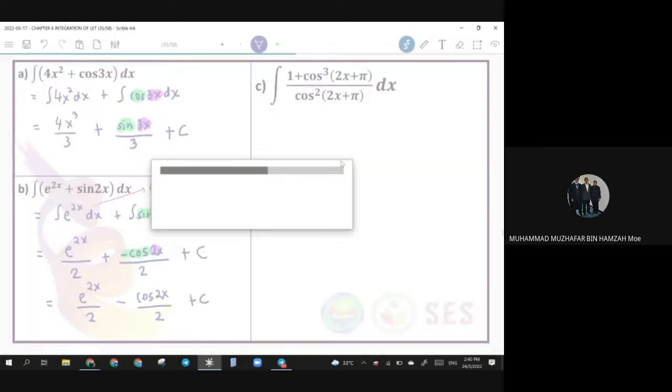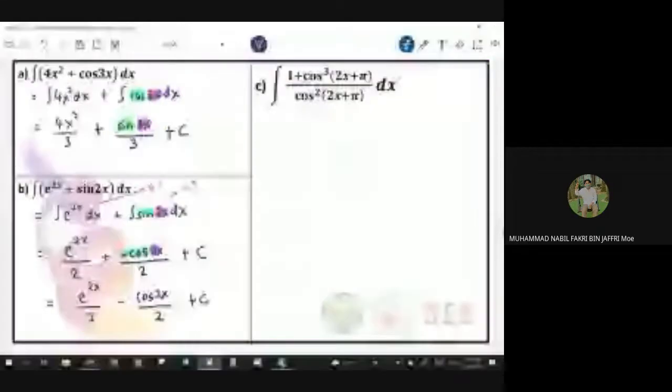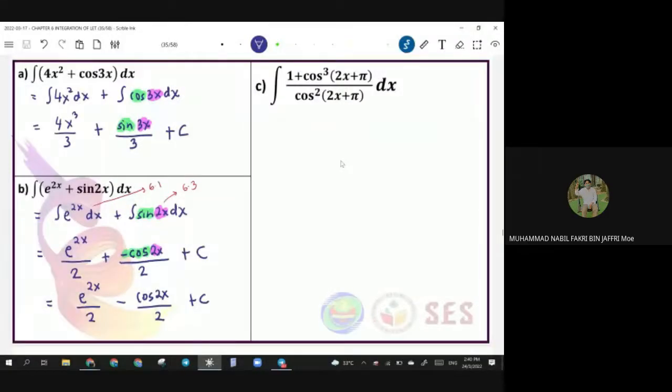Okay, so saya open sekiranya korang ada apa-apa soalan nak tanya setakat ini. 1 minit. Kalau tiada boleh respon tiada. Tak ada, sir. Tak ada je. Tak ada. Okay.